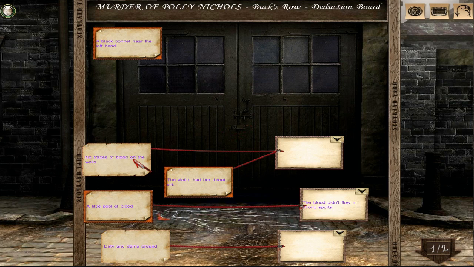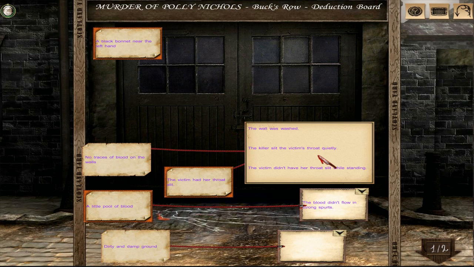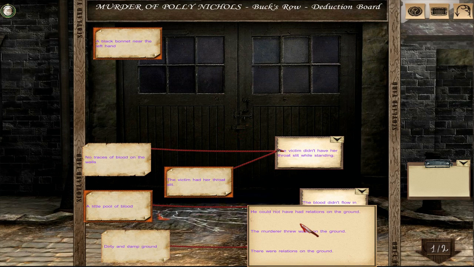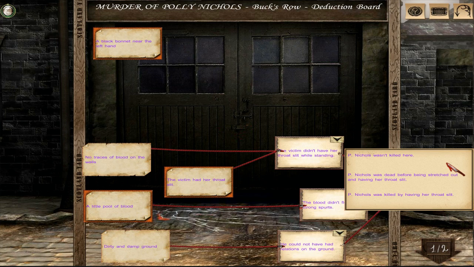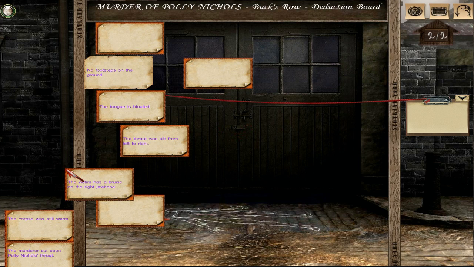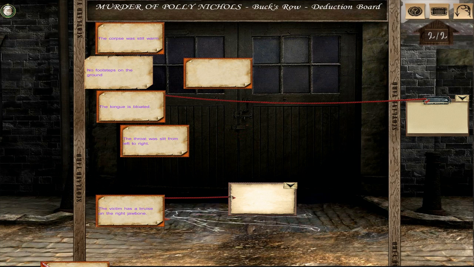No traces of blood on the wall, so we can... standing and dirty and damp ground. He could not have... next to the water. Therefore, Nicholas was... Alright. No footsteps in the ground. The tongue's bloated. The tongue is lean. And the murderer can't open Nicholas' throat.